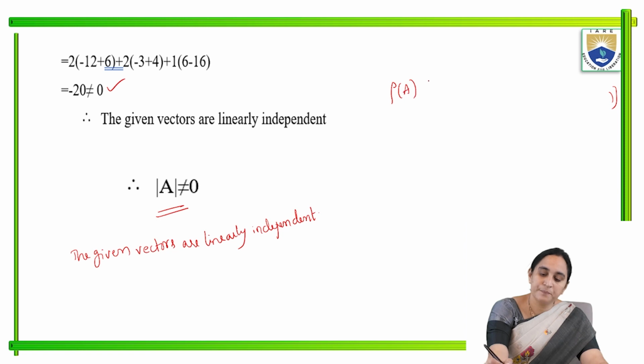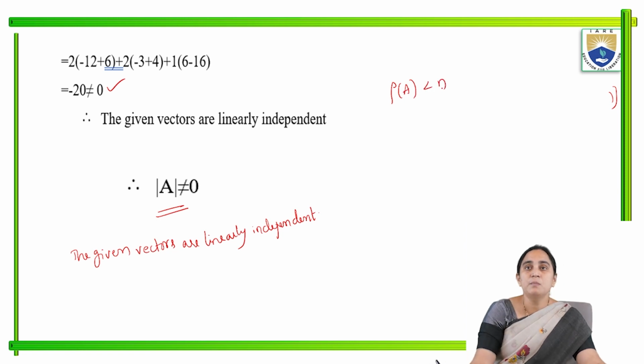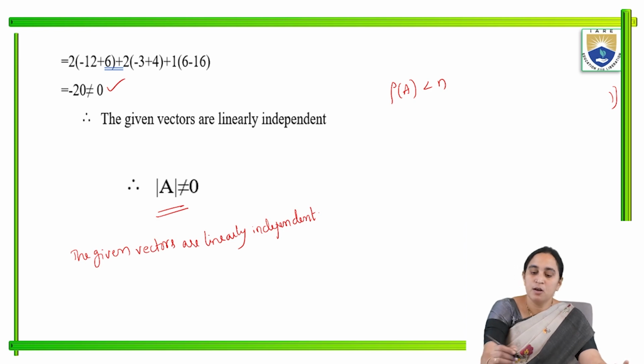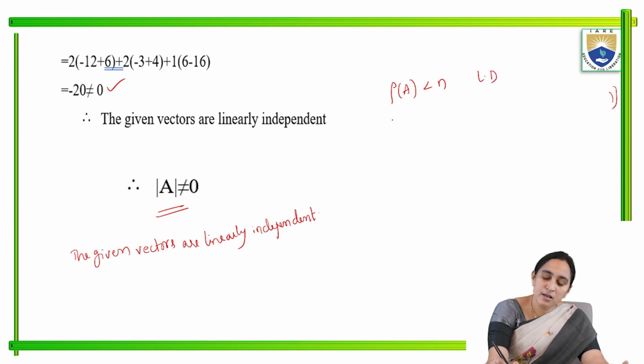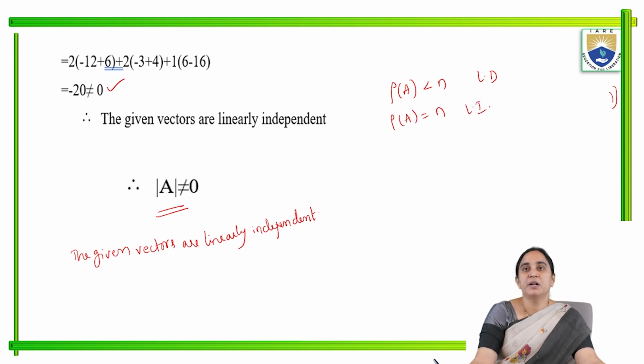Rank of A less than n. Here n means the number of unknowns in the given vectors. If the rank is less than n, the given vectors are linearly dependent. If rank of A is equal to n, then the given vectors are linearly independent. This is the alternative method for finding whether vectors are linearly independent or dependent.